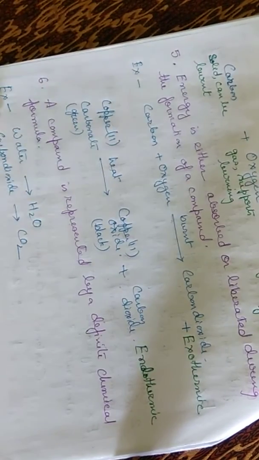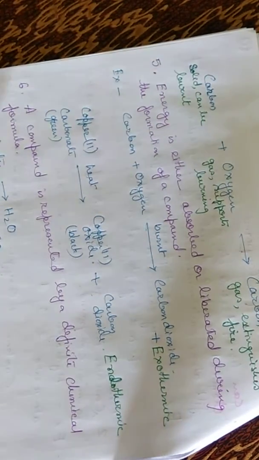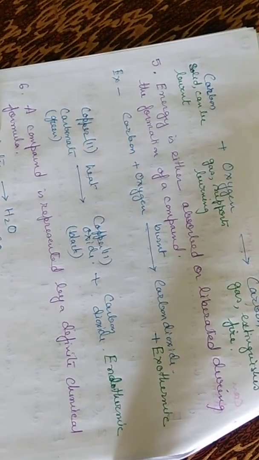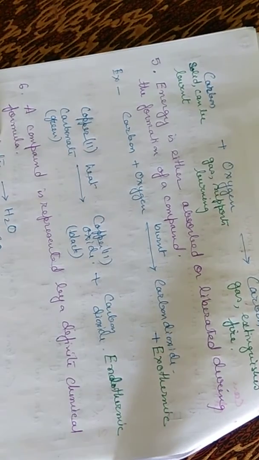Now, energy is either absorbed or liberated during the formation of a compound. Carbon and oxygen, when burned, form carbon dioxide, which is an exothermic reaction. So energy is either absorbed or liberated during the formation of a compound.